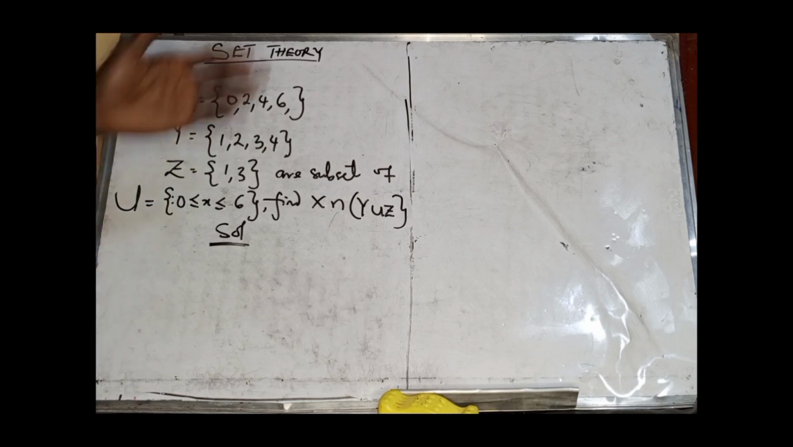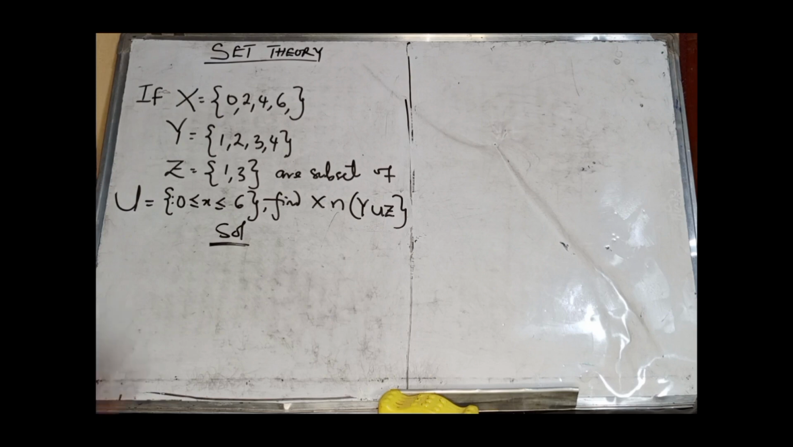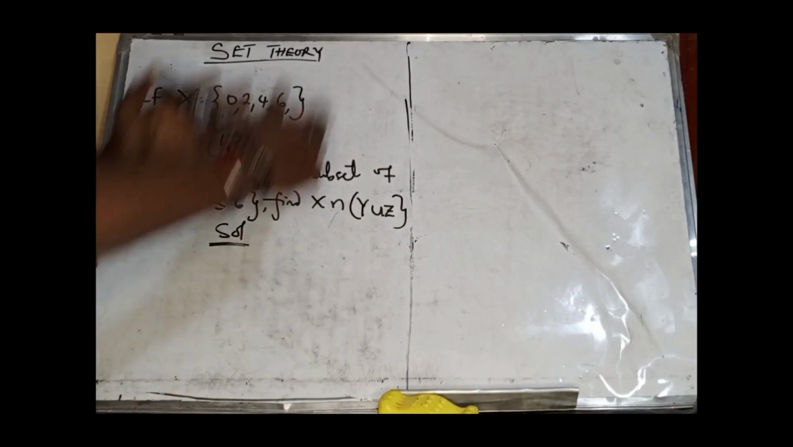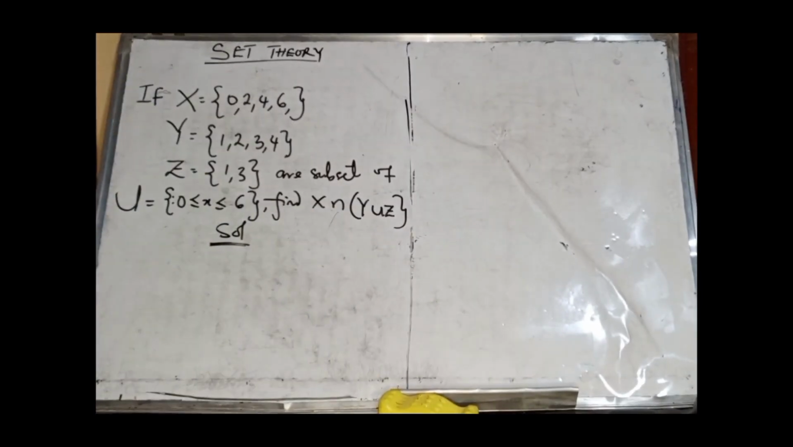Now we want to take one example from a number set problem. We said if x equals 0, 2, 4, 6, and set y equals 1, 2, 3, 4. Set z has just two elements in there, which are 1 and 3. All these three sets are subsets of the universal set U, and this is how the universal set happens to be represented. You're now asked to find x intersection in brackets, y union z.